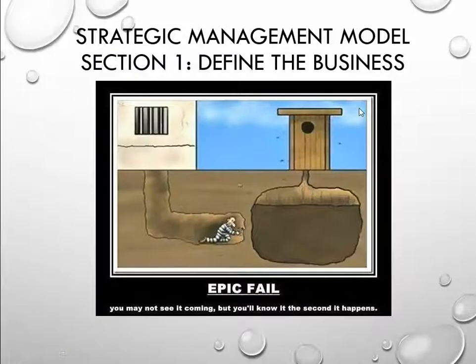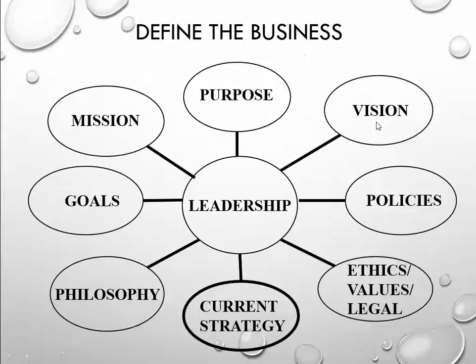So one thing about it, if you don't properly strategically plan, you could make a big mistake. And so this particular one is an epic fail. Here's the things that go into defining the business, and there's more that you could put in there, but these are the basics: the purpose, the mission, the vision, major institutional goals, all policies, the philosophy, ethics, values, the legal side, their current strategy, and of course, it all revolves around the leadership of the organization.